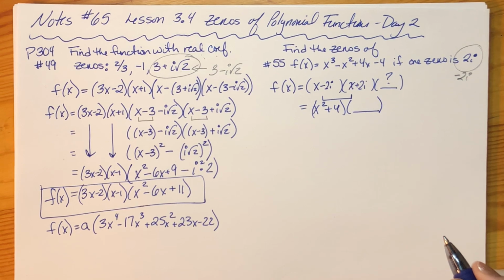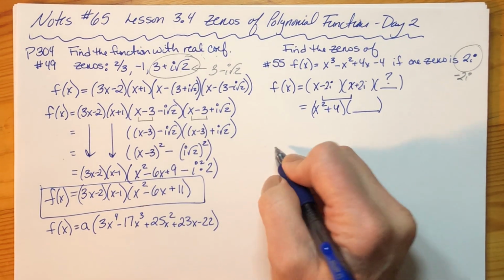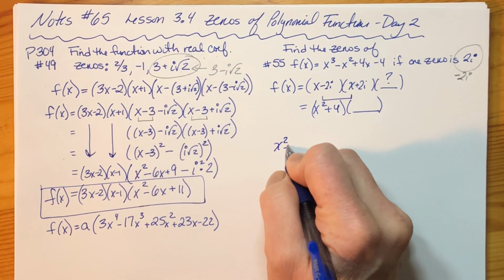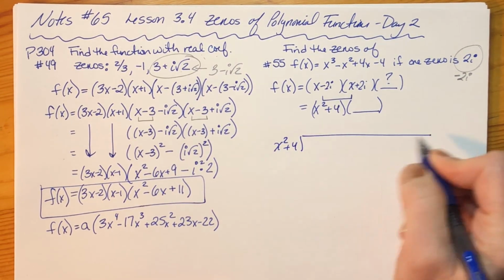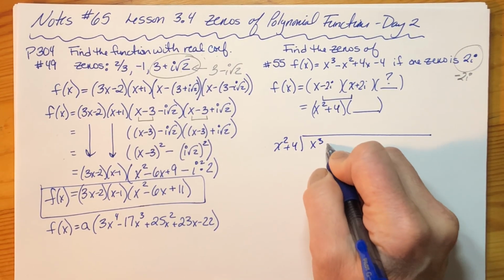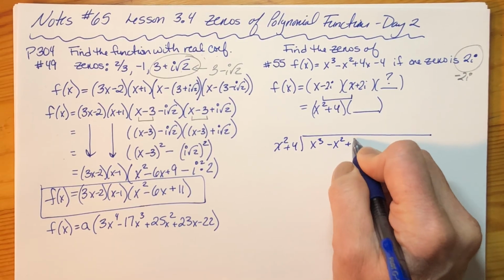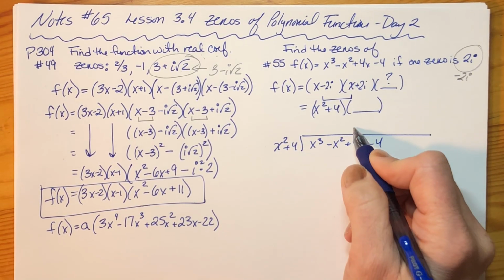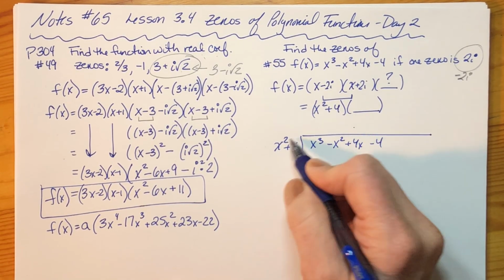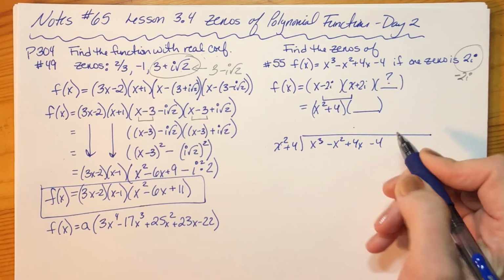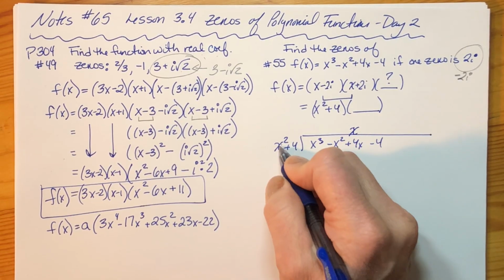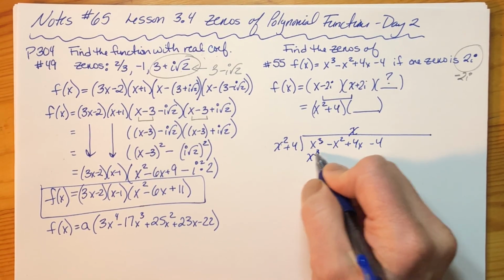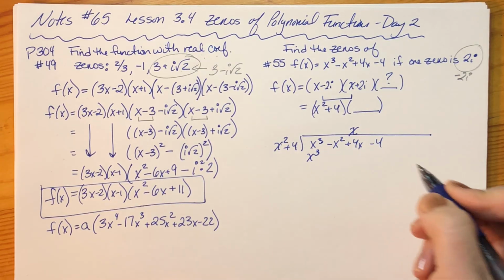How could I figure this out? I just did long division earlier in the week. How about we take x squared plus 4 and we divide it into x to the third minus x squared plus 4x minus 4. Okay, that sounds like a great idea. I've got x squared. Something times x squared is x to the third. Well, that's just going to be a plain old x. X times x squared is x to the third. And x times 4 is 4x.